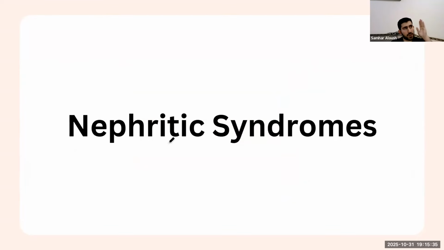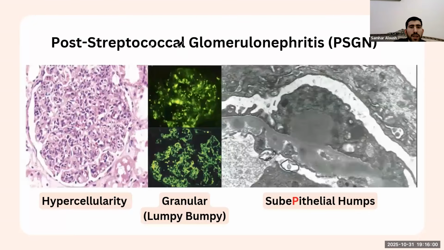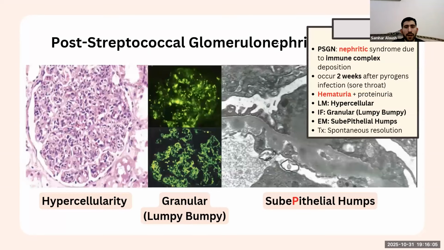As we said, nephritic is inflammation, damage to mesangium or endothelium, and we will have RBCs in the urine. We will have several diseases, and most of them are related to immune complex deposition. So we'll have immune cells and immunoglobulins depositing on the mesangium and the endothelium and causing inflammation and damage to it. The first one is PSGN, post-streptococcal glomerulonephritis. This is a disease that happens after someone suffers from a Streptococcus pyogenes infection.